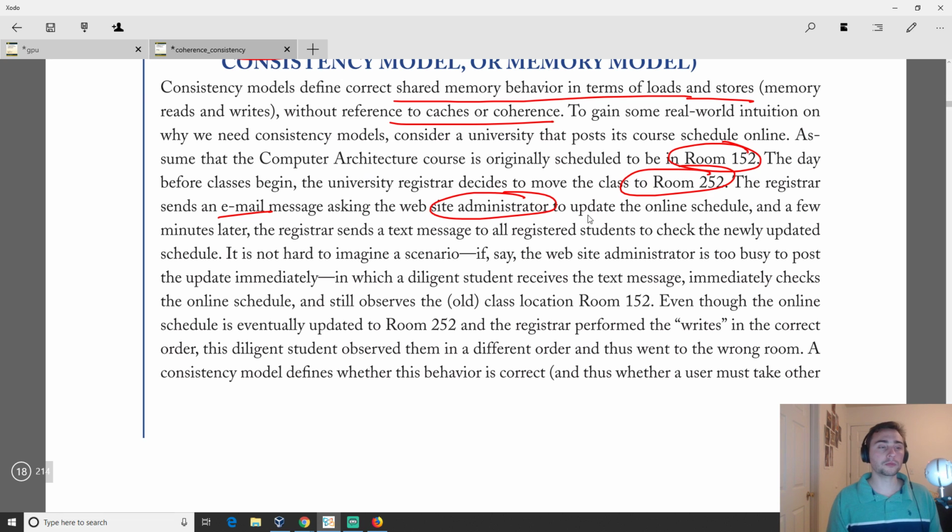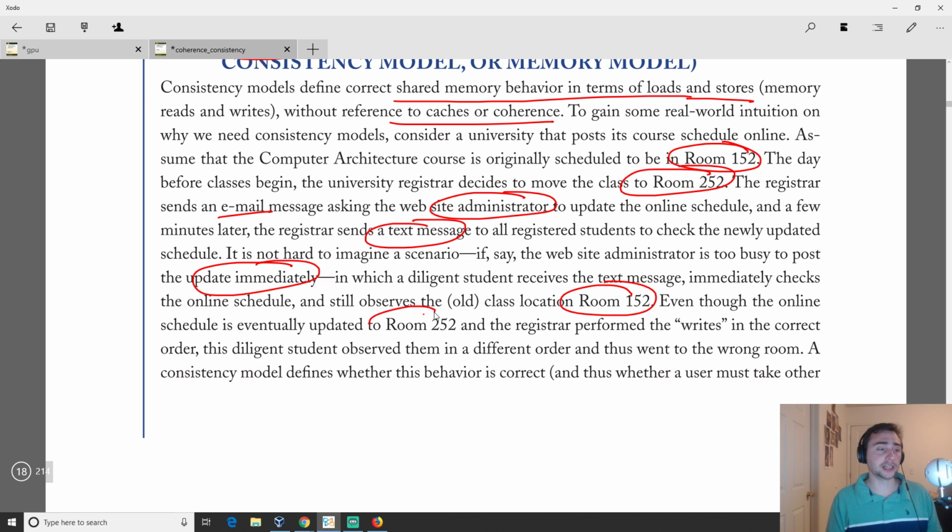So, what the site admin might do is send a text message to all the students in the class and say, check the newly updated schedule. But maybe the site admin's busy at that time. Maybe he gets a phone call at that exact moment after he sends that message, so he can't actually update the room number immediately. So if you're a good student, maybe you see that message immediately and you go, I should really know what this new room number is. But because it hasn't been changed yet, that person might still see room 152.